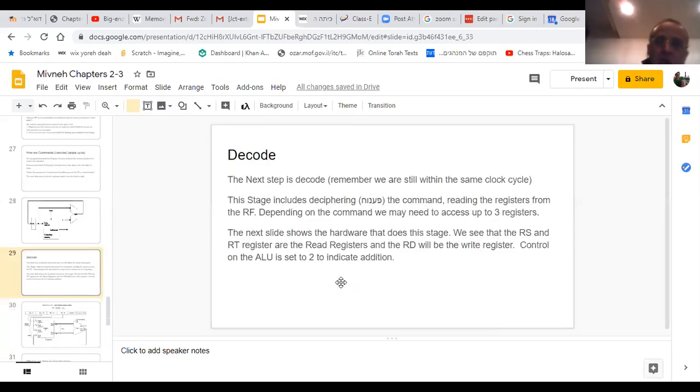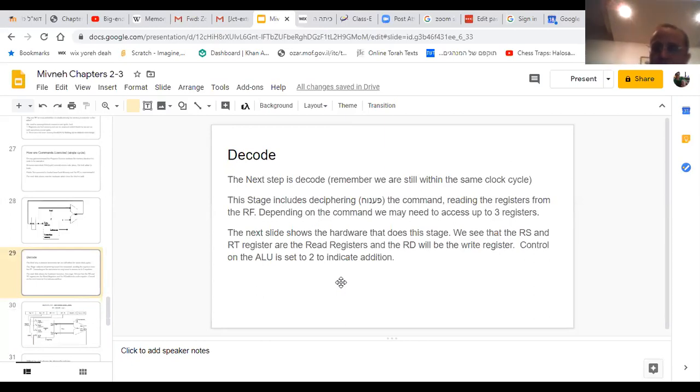The next stage is called decode. Remember, we are still within the same clock cycle. The clock hasn't changed. It's all still within 1 millisecond. This stage is just the next section, the next thing we have to do. This stage includes deciphering, which is in Hebrew pinuach, of the command. We have to figure out what the command is.